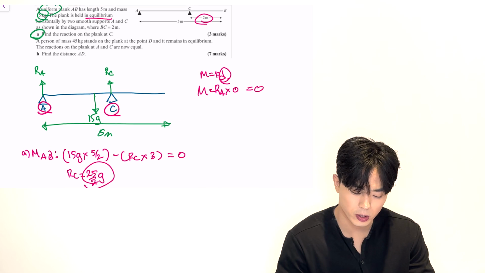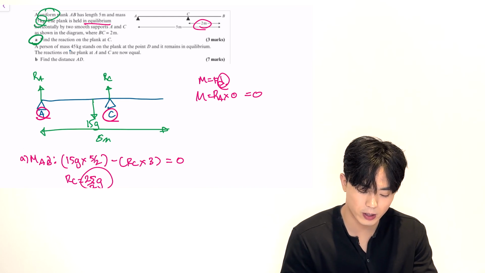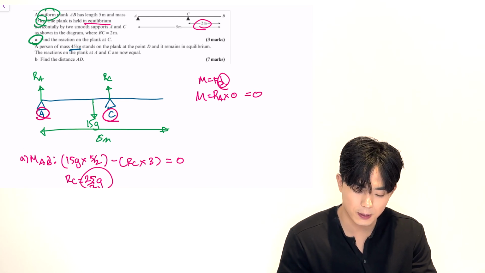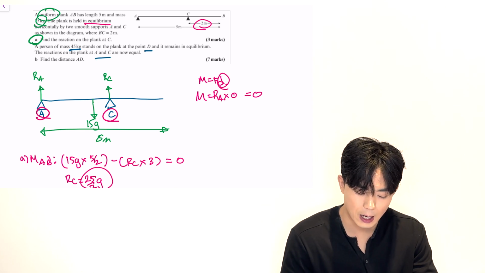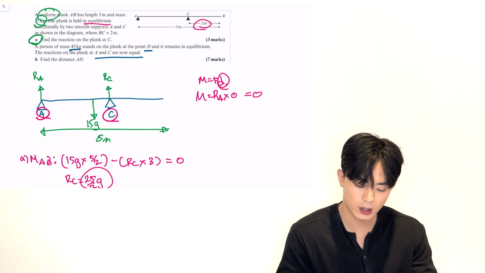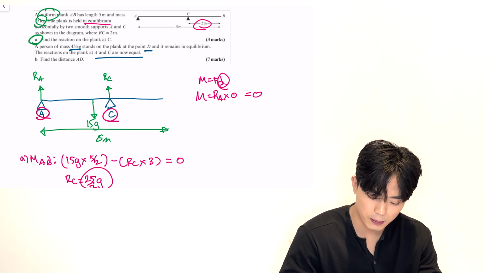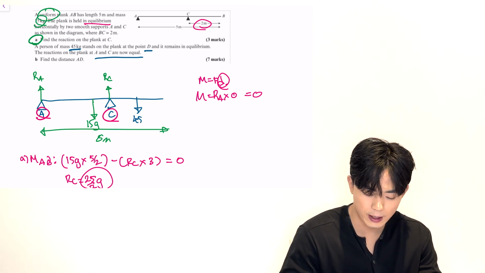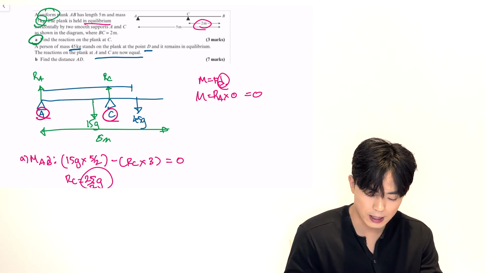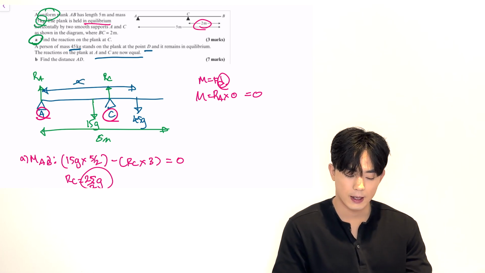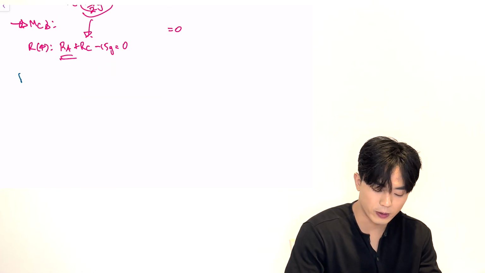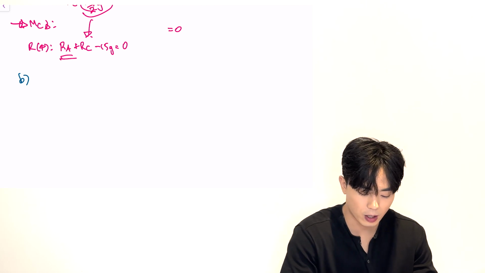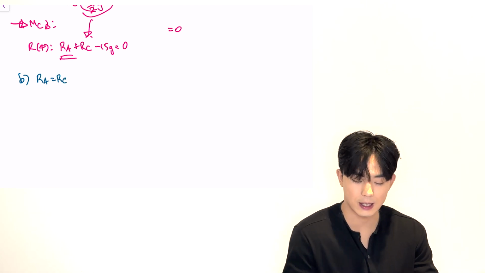Anyway, carrying on with the question, we have a person of mass 45 kilograms standing on the plank at point D, and it remains in equilibrium. The reactions on the plank at A and C are now equal. Find the distance D. So let's say the weight is going to be 45g here, and they're asking us to find this distance, labeled as x. Importantly, what they told us is that the reactions at A and C are now the same, so RA is equal to RC.